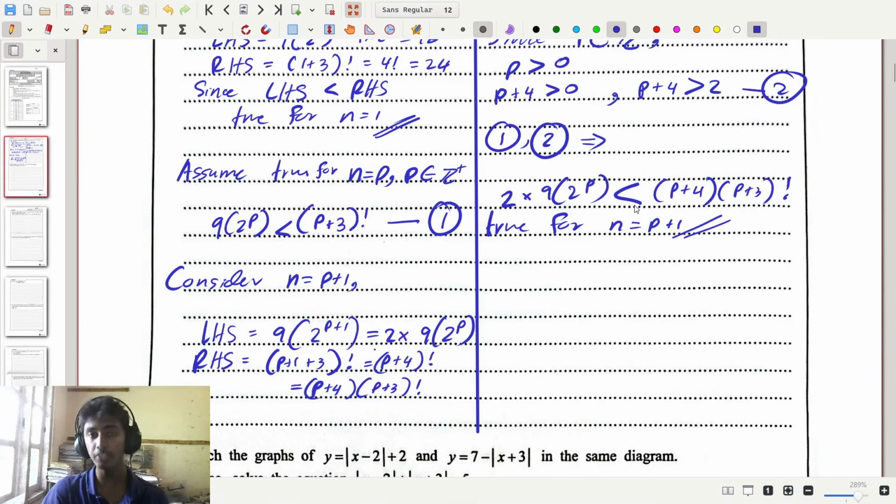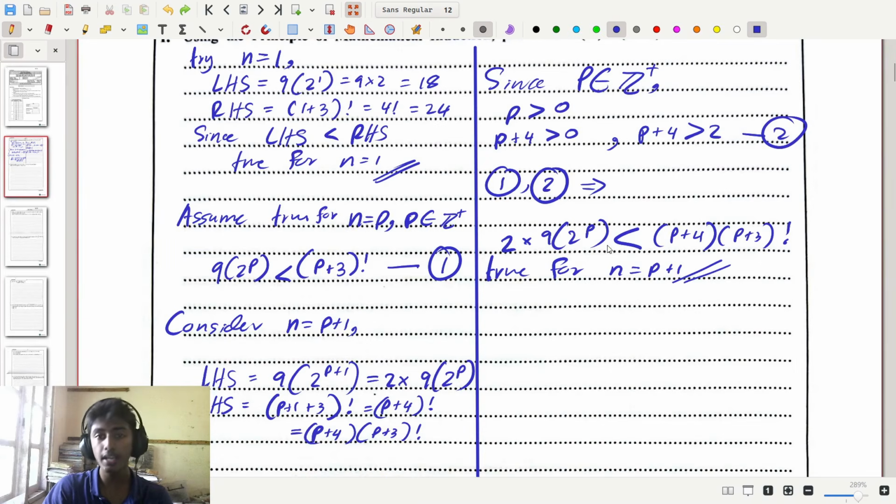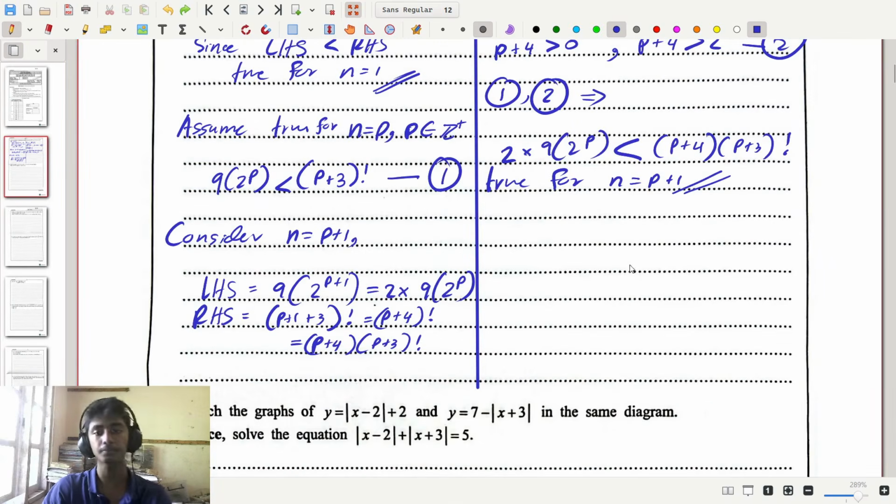So in this formal sentence, we are expected to write the starting bit, which is the base case, and then we are expected to write that we assumed a certain thing, and when we assumed that, we were able to prove for the next value of n. So we are going to say we assume for p, and then we are able to prove that it's true for n equals p plus 1.